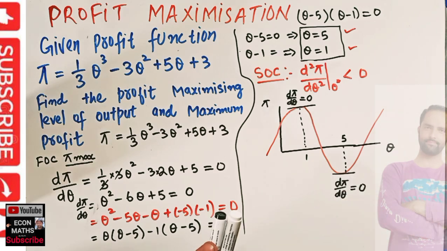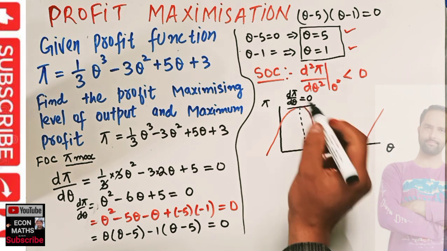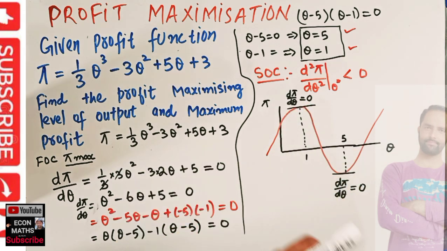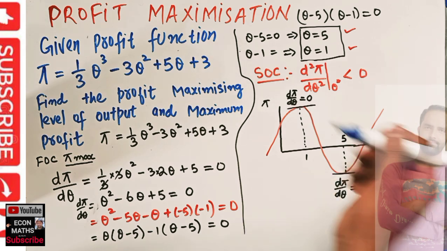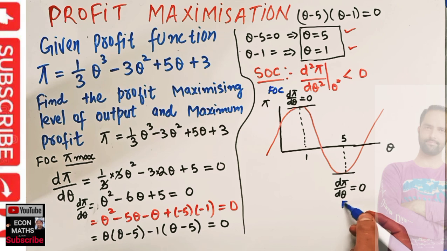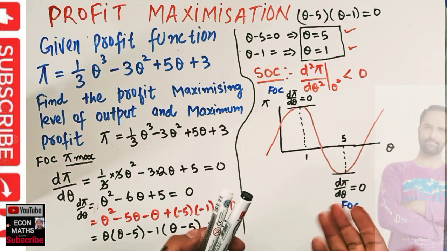Here it is also 0, but we need to check which of these two will actually be our profit maximizing condition. So this denotes our first order condition. dπ/dq denotes our first order condition. Let me use another color. Here it also explains our first order condition. The second order condition is used to check whether we are at maximum or minimum.